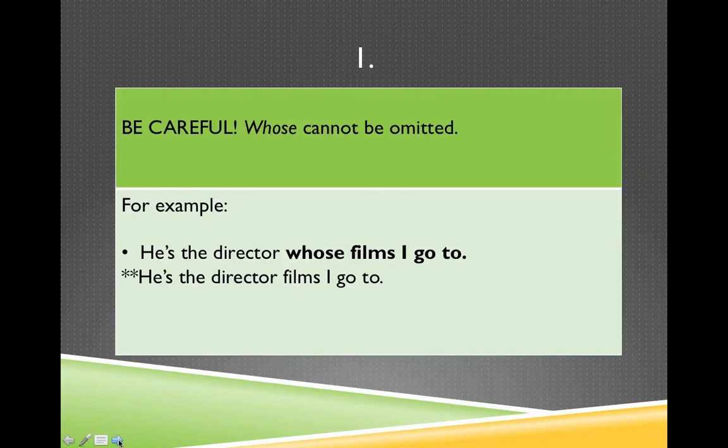And be careful, whose cannot be omitted. He's the director whose films I go to. Here, this is something I would not say. He's the director of films I go to. That does not make any sense, and we would not say that.